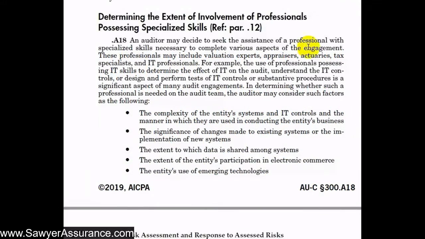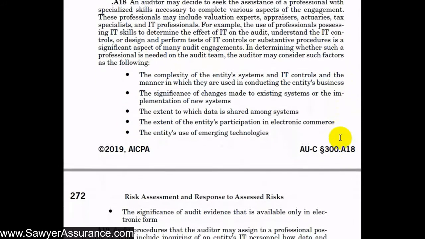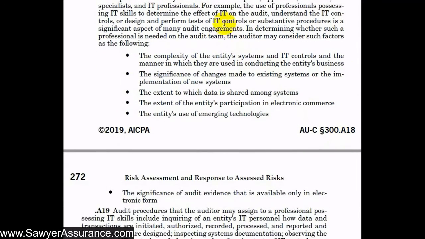Okay, so now we're done in explanatory material. We see here that we may decide to seek the assistance of a professional with specialized skills in order to complete various aspects of the engagement. Those professionals could be valuation experts, appraisers, actuaries, tax specialists, anything for which there's a specific discipline for that area. For instance, we might bring on an IT specialist to help us understand the IT controls as well as the IT platforms that the entity uses, so that we can design and perform tests of the IT controls. So they provide an example of using this IT professional as our specialist.